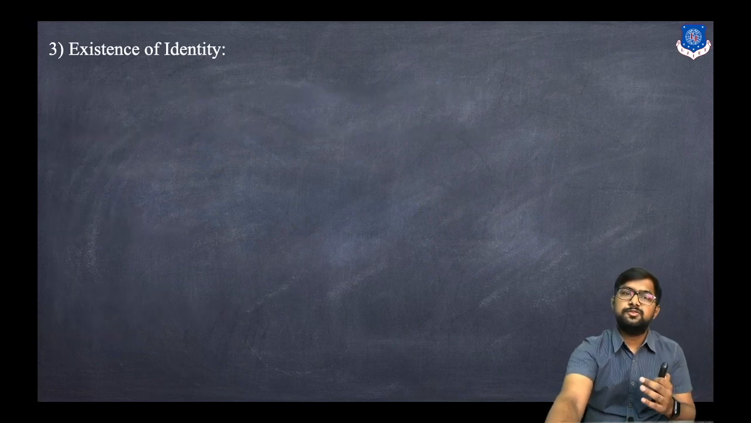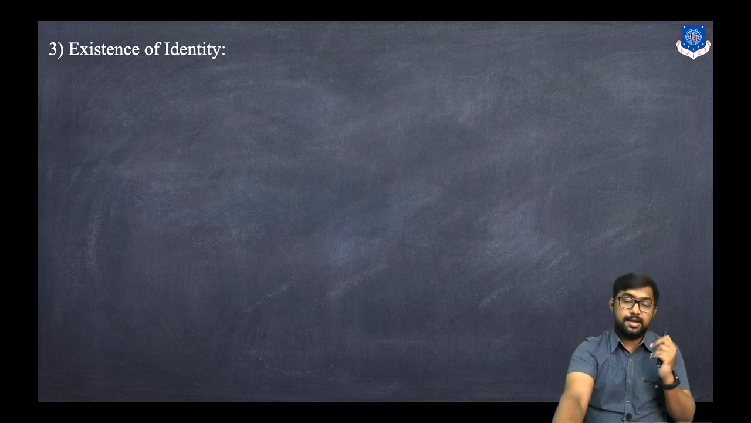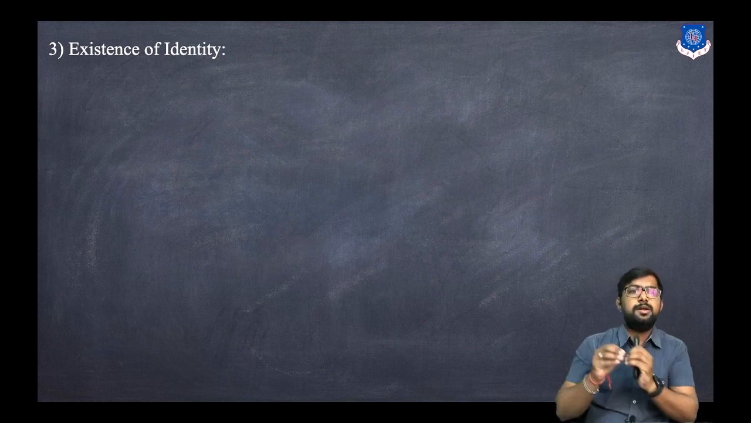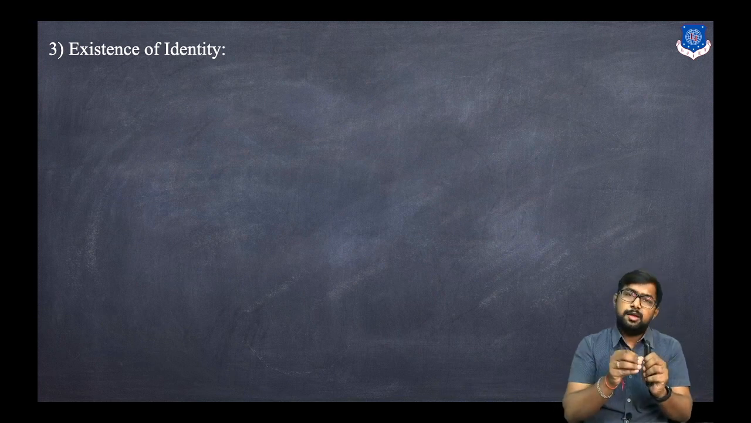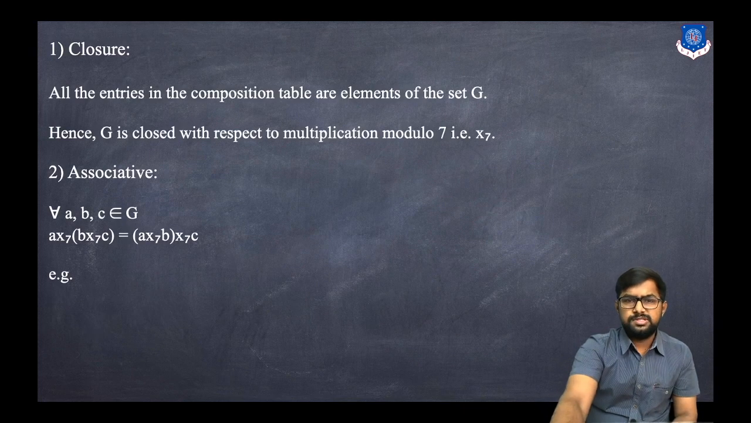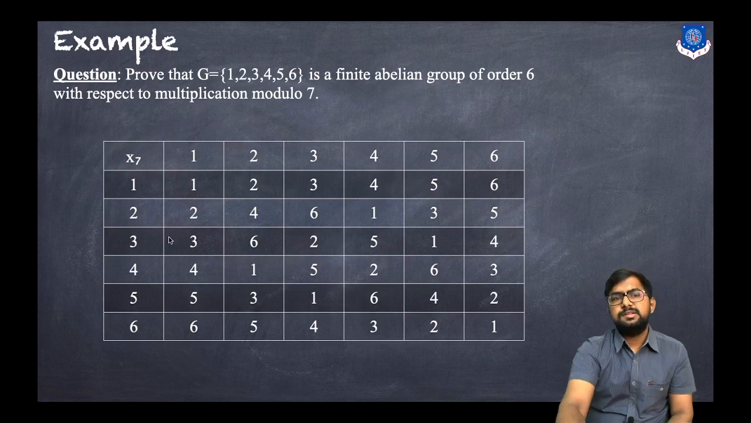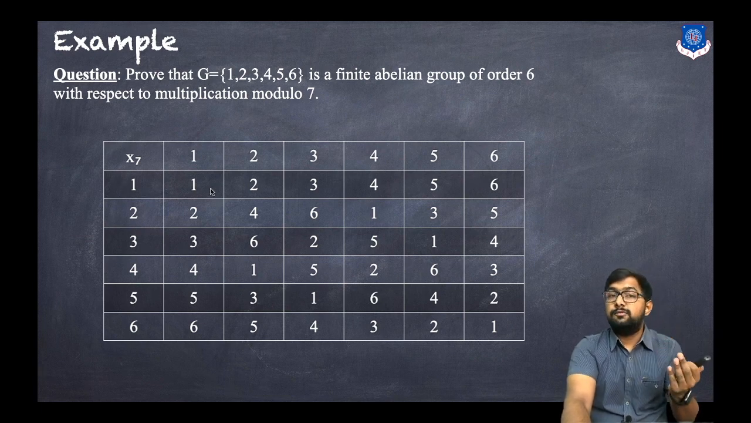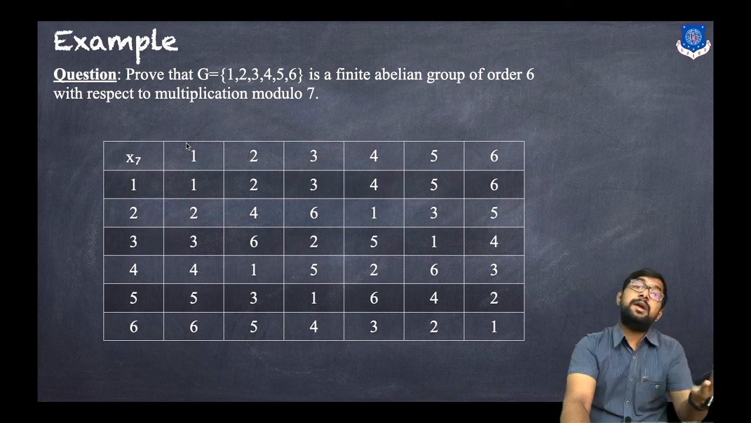Now for the existence of identity. What is the identity? The identity element means that when an element is operated with it, we get the same element. See, no need to check. Here, consider the elements, the operation multiplication modulo, and some identity element. We don't know what that identity element is, but the answer will be the same. As you can see, in the row of 1, we have operated with 1. So here for 1, the identity is 1.